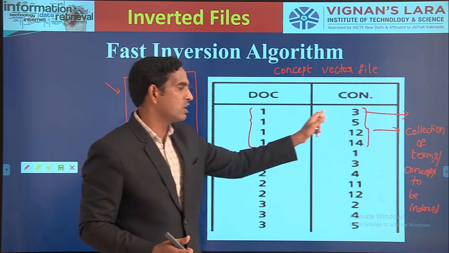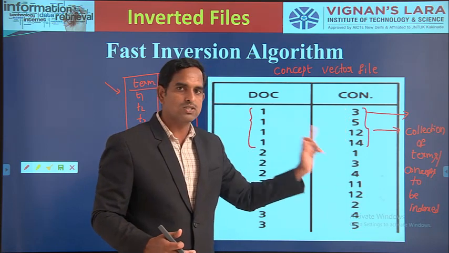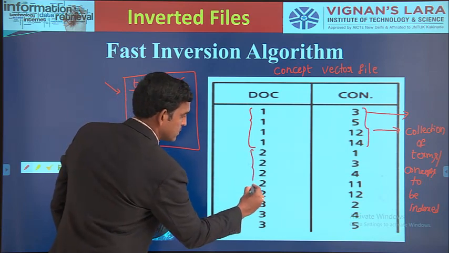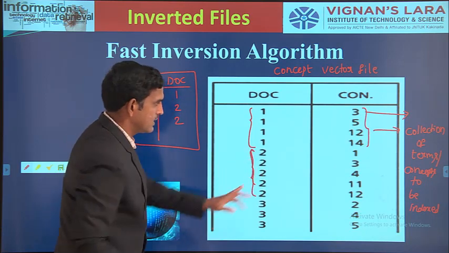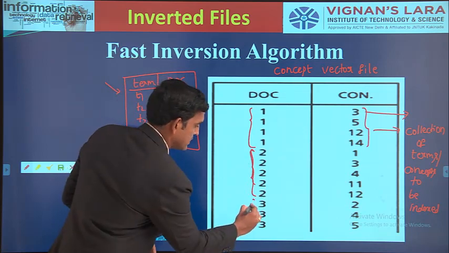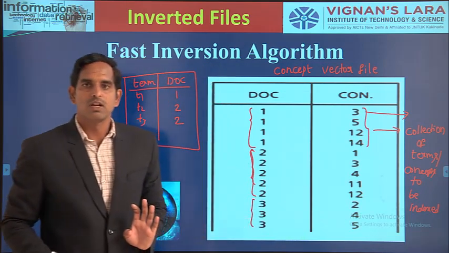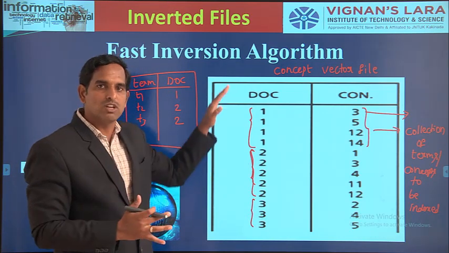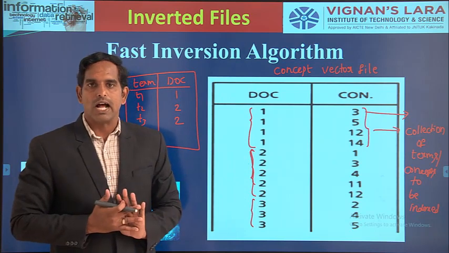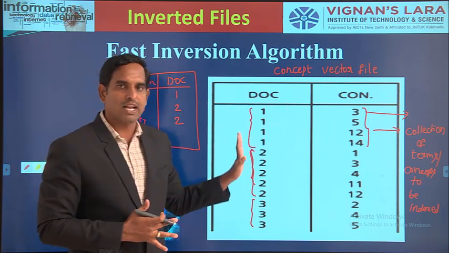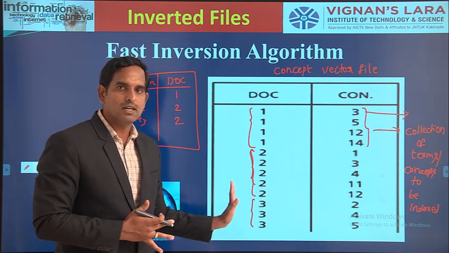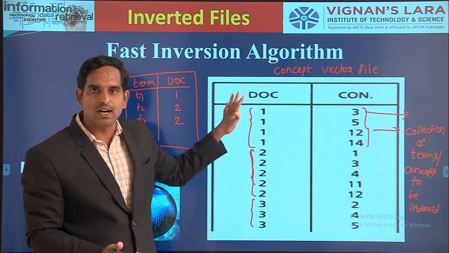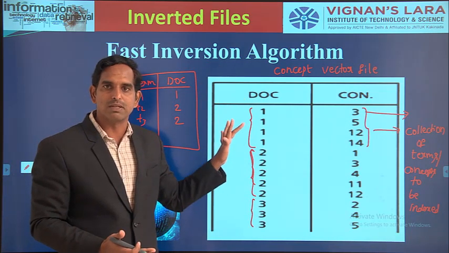So document 1 will be having the 3rd concept, 5th concept, 12th concept, 14th concept. In a similar manner, we will be having document 2 and its set of concepts, document 3 and its set of concepts. Your complete information retrieval system, your complete set of documents, will be stored in this particular order. As you could see, your concept vector file will be containing your document number and its concepts, and they are present in sorted order directly according to the document number.